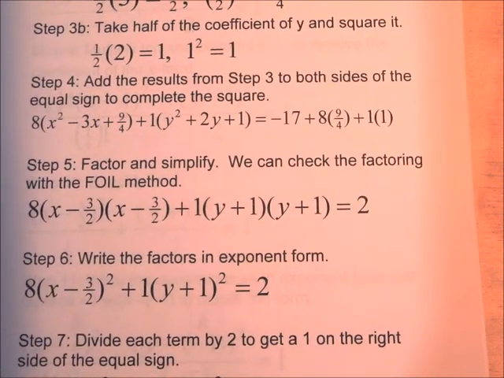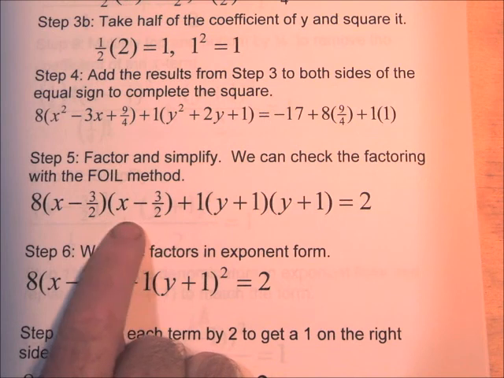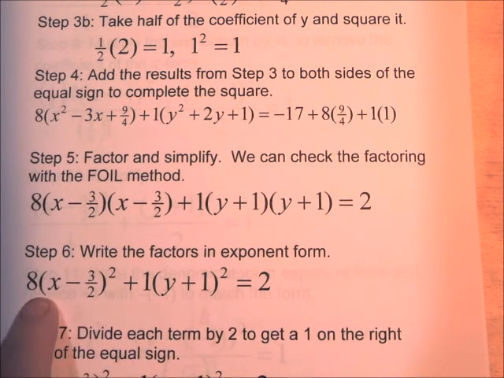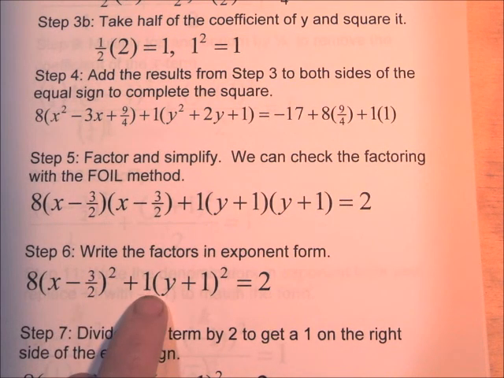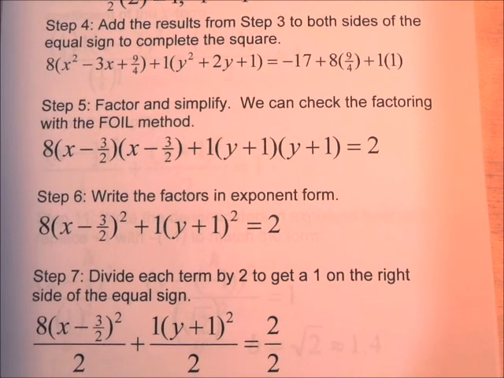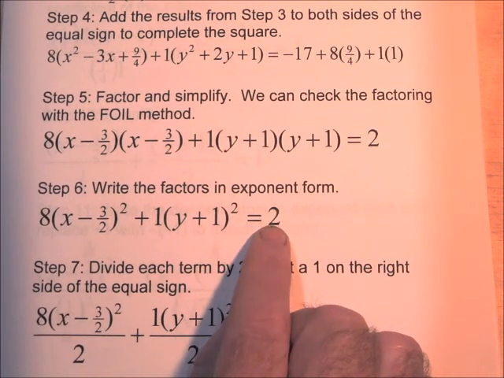Okay, so now we can write the equation more compactly in step 6 using exponents. So this will be 8 times the quantity x minus 3 halves quantity squared, and 1 times the quantity y plus 1 quantity squared. So now it's starting to look like the form that we want, but instead of an equals 2, the form that we want has an equals 1 there.